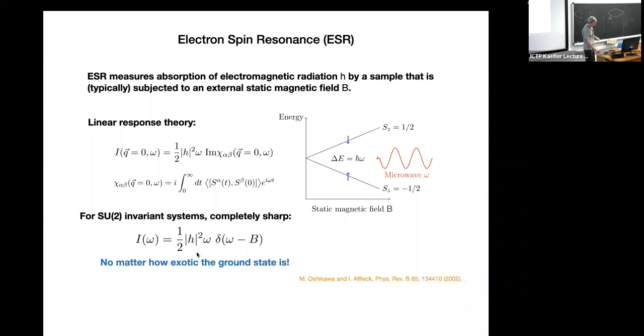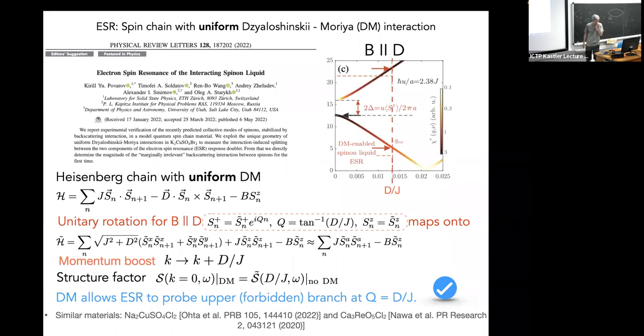If the chain is ideal, you get exactly a response at the Zeeman energy, and you learn nothing about the system, no matter how strongly interacting the spinons are. We are saved by anisotropy, by spin-orbit interaction, which in the case of the particular material listed here comes in the form of a uniform Dzyaloshinskii-Moriya interaction. So this term, S cross S with vector D, is a spatial vector determined by the crystal structure of that material. And an important point: this interaction doesn't break translational symmetry.